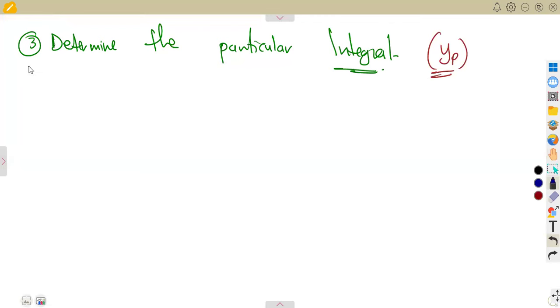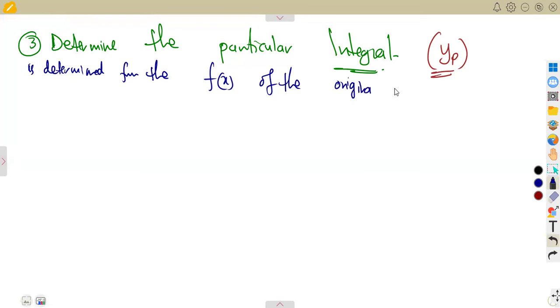So this one is determined from the f of x of the original function, the original function that we had before. You see that your f of x can be a linear, a quadratic, an exponential, whatever function you're given. That is the one that controls.